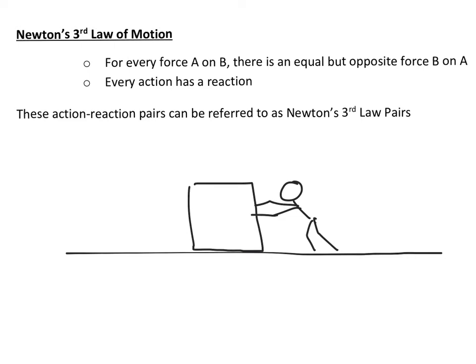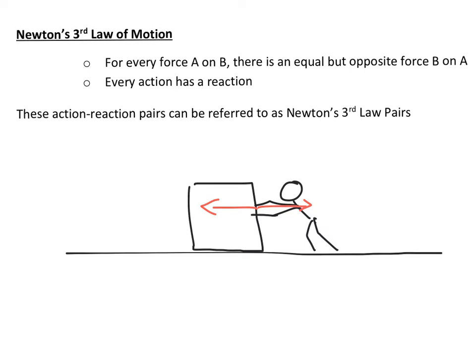So let's start with the obvious one, the push force. So here I will draw the push force. And the reaction is that the box pushes back on the person. So there is a push force by the person on the box, and then the reaction force is the push force of the box on the person. It is equal in magnitude, opposite in direction.